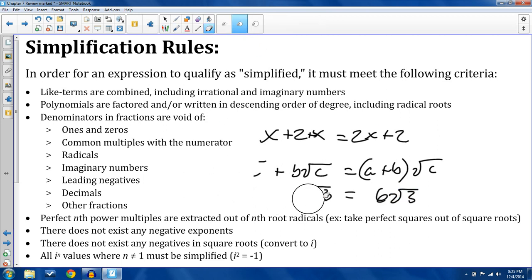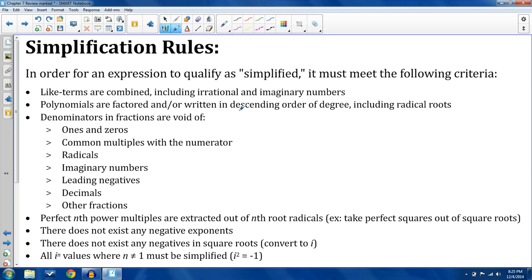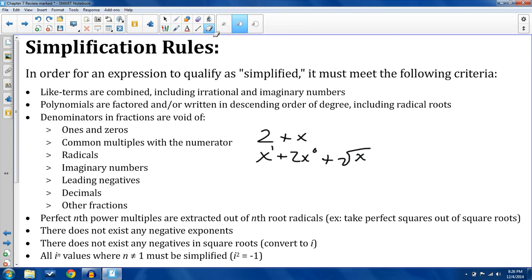Polynomials are factored and/or written in descending order of degree, including radical roots. Basically, if they're asking you to factor, you find a common factor or factor a trinomial using the diamond. And then write things in descending order. We don't write 2 plus x, we write x plus 2. This is x to the first power, this is x to the 0 power. Anything else like a square root, write it after. Square root of x. Okay?